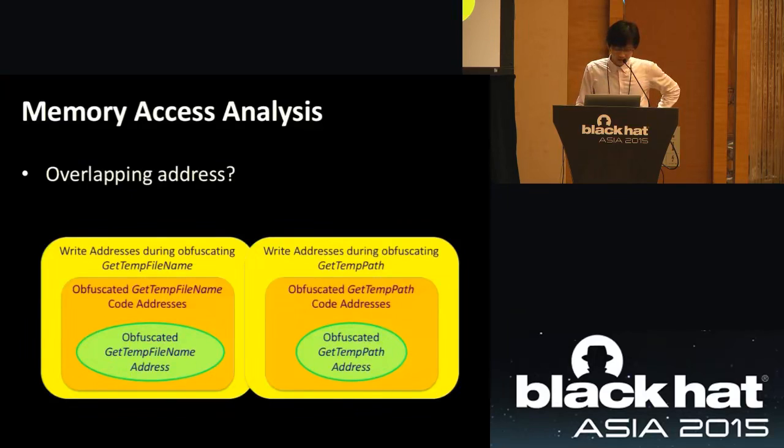And there are some overlapping addresses. Temporary buffers are shared. So write addresses, for example, GetTempFileName and GetTempPath, are obfuscated sequentially, and their addresses overlap. Write addresses overlap a little, but the obfuscated GetTempFileName code addresses and obfuscated GetTempPath code addresses don't overlap, so it's safe.